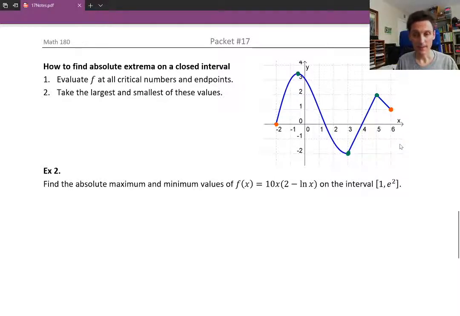So our absolute max and absolute min are going to be among these. Whichever is the biggest, which is the peak right here at -0.5 roughly, that's going to be the absolute max. And whatever is the smallest of these y values, which happens at this local min at -2, or with a y value of -2, that is going to be the absolute min. All right, let me just write that down there. The dots here are the critical points, and then the orange dots are the endpoints.